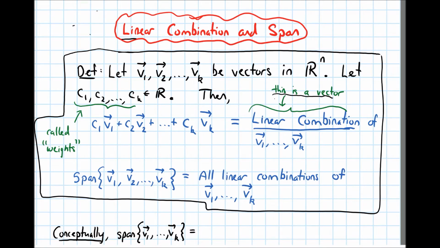These numbers, c1, c2, up until ck, are called the weights of the linear combination. Okay, so the other definition is what's called the span of our vectors. So the span of v1 up until vk is all possible linear combinations of the vectors v1 up until vk.